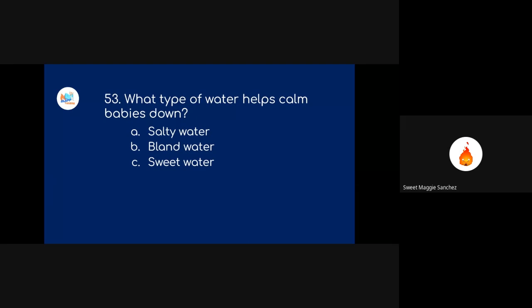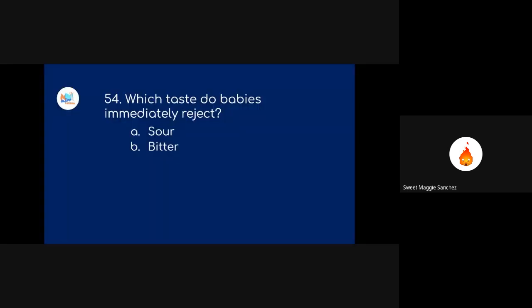Okay, timer stops. Question 54. Which taste do babies immediately reject? Is it A, sour, or B, bitter?